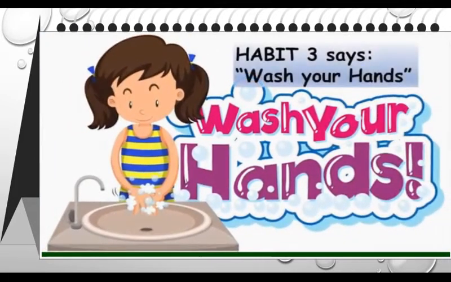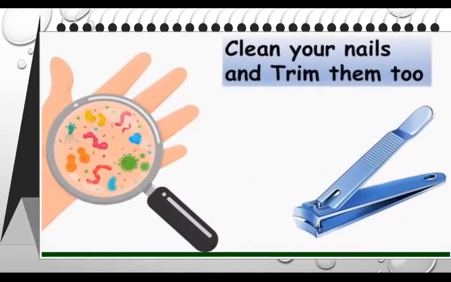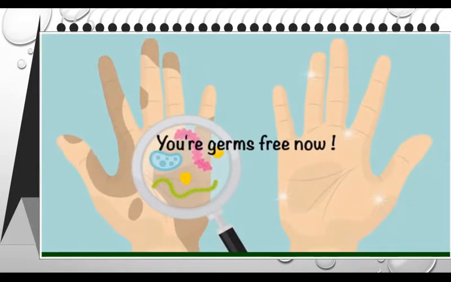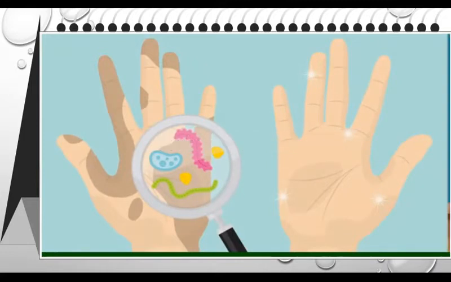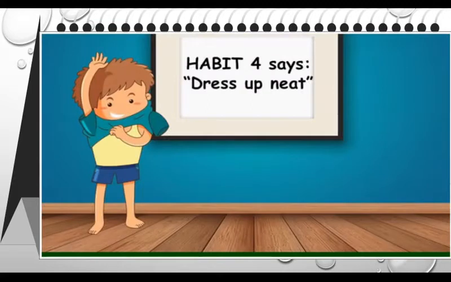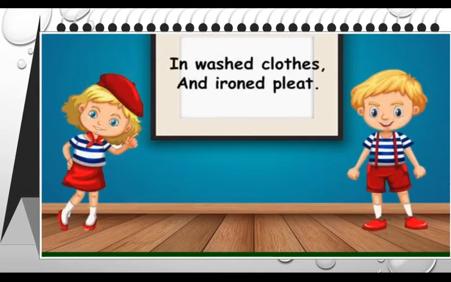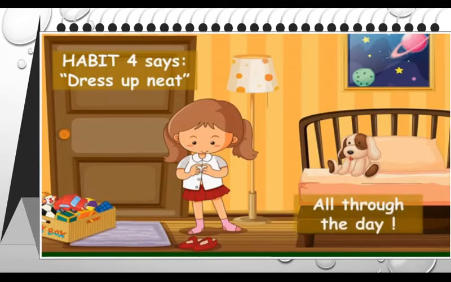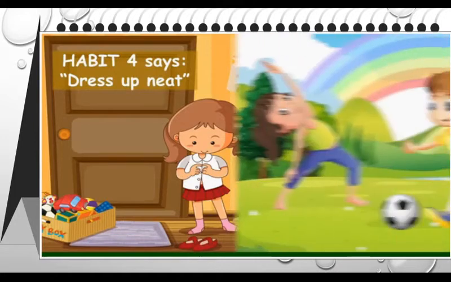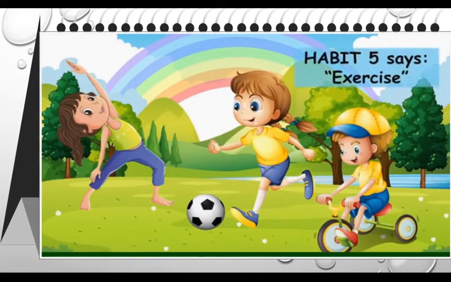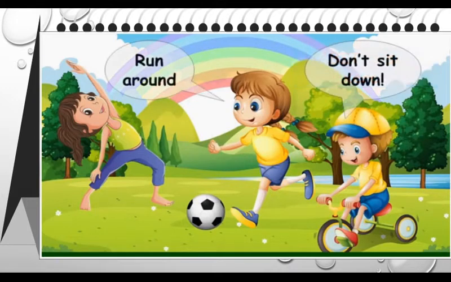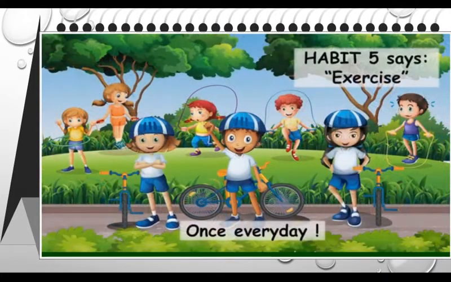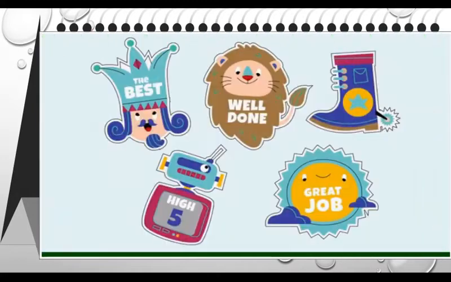Habit 3 says wash your hands, clean your nails and trim them too. Wash your hands, you're germs free now. Habit 4 says dress up neat, in washed clothes, iron pleat. Dress up neat all through the day. Habit 5 says exercise, run around, don't sit down. Exercise once every day. Got it?